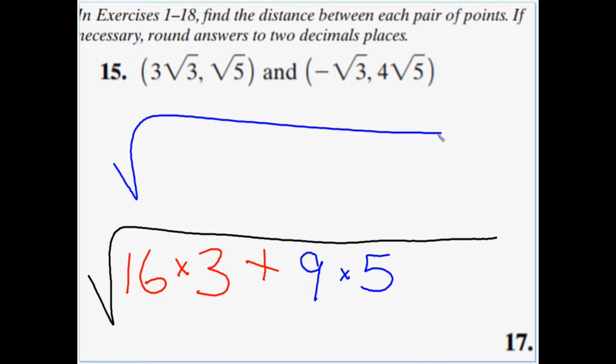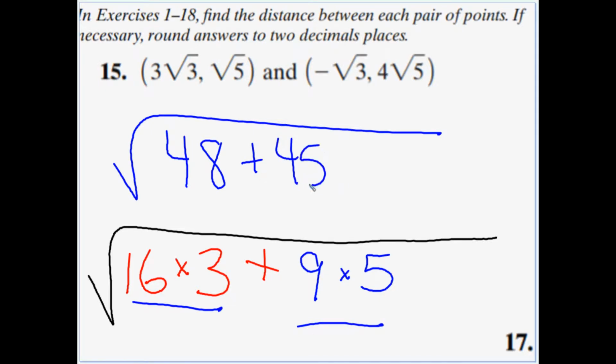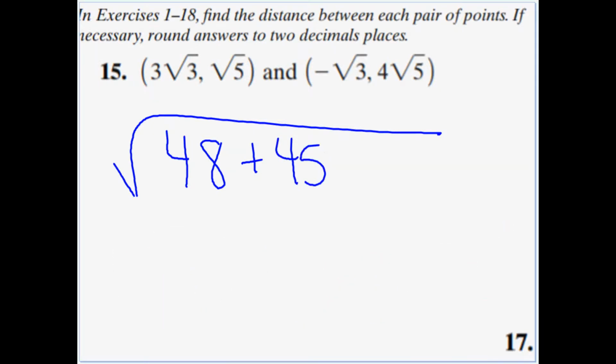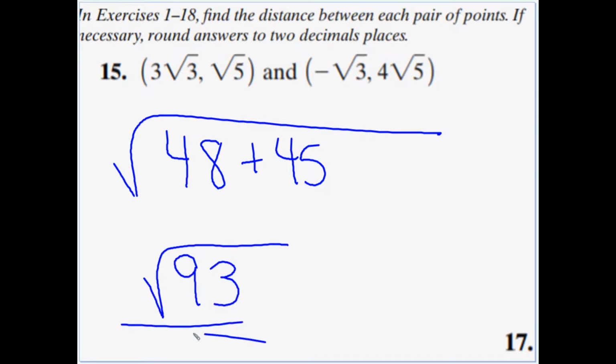Okay, I'm just going to work my way back up here. 16 times 3 is 48, plus 9 times 5 is 45. If you add those up, you get 93, root 93. And I'd just say leave the answer as a radical. We don't need any decimals here.